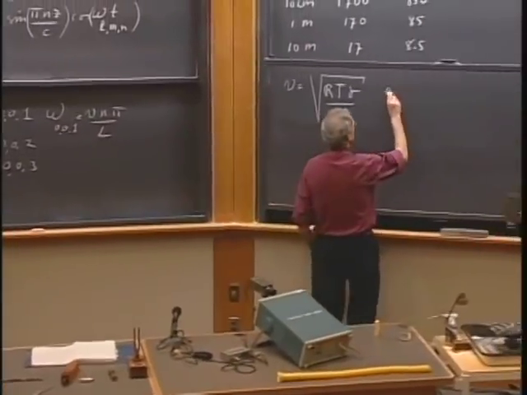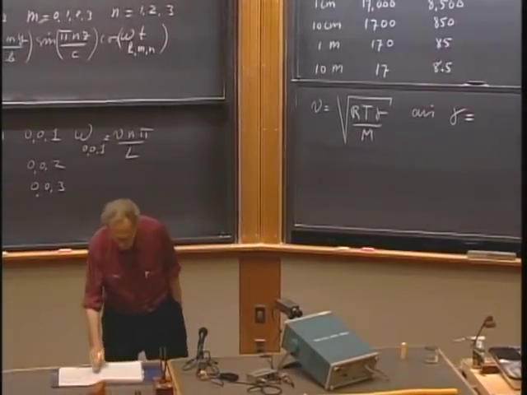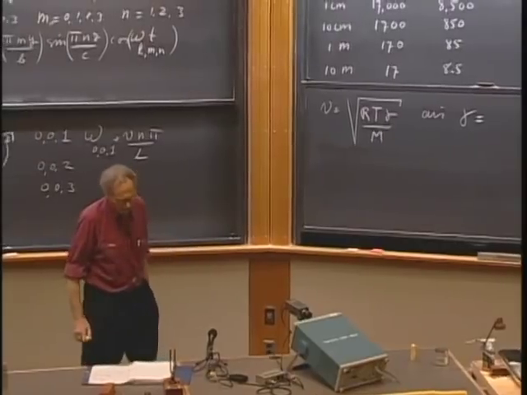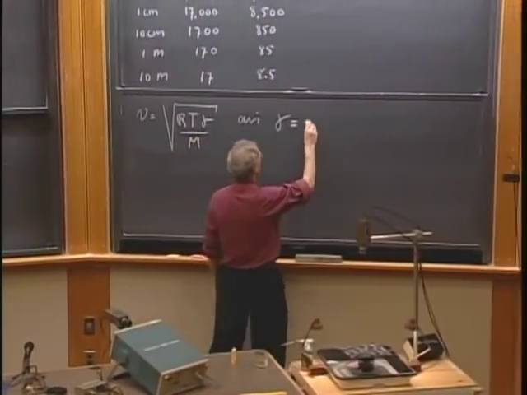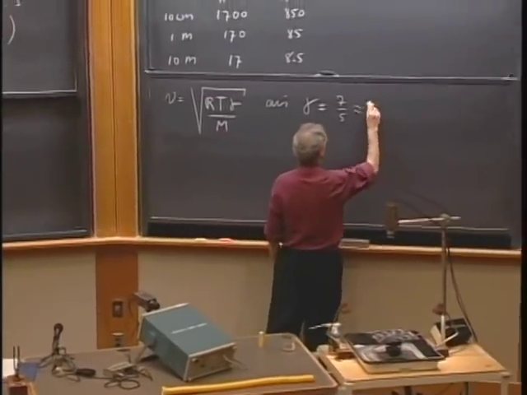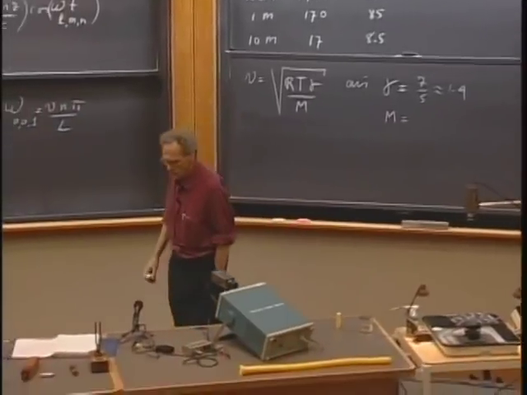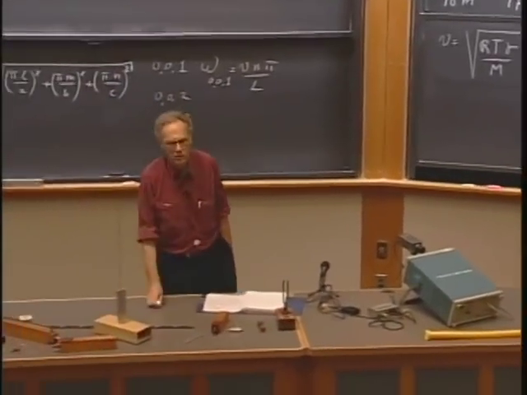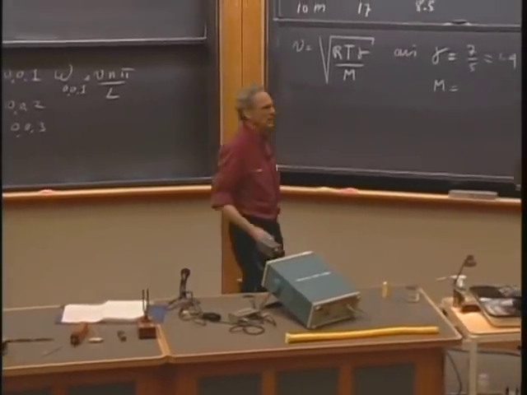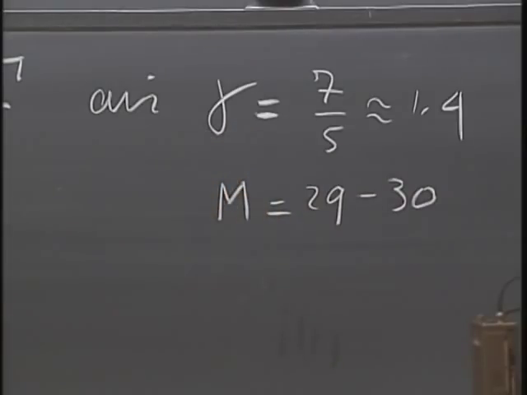Now, if we have air, then gamma, air is a diatomic molecule, nitrogen and oxygen. For those of you who've taken 801 and when this was covered, for a diatomic gas, gamma is about 7/5, which would make it roughly 1.4. And the molecular weight, well, oxygen O2 is 32, nitrogen N2 is 28. You have 80% nitrogen and 20% oxygen, so anything you take, 29 or 30, is fine with me. So that is then the molecular weight for air.